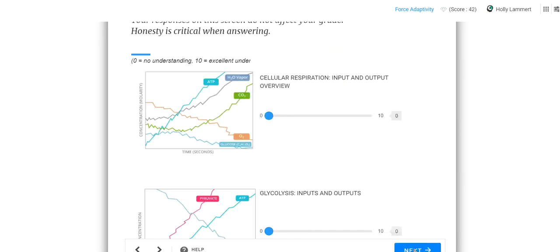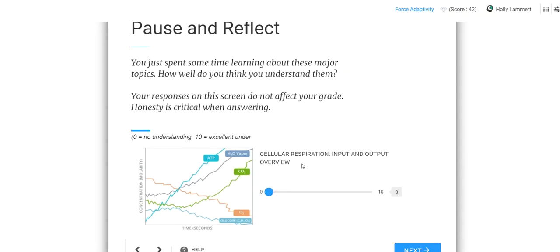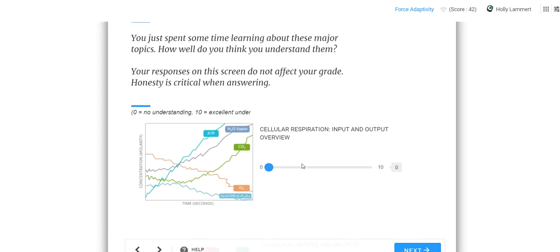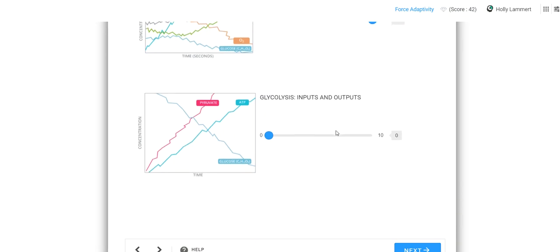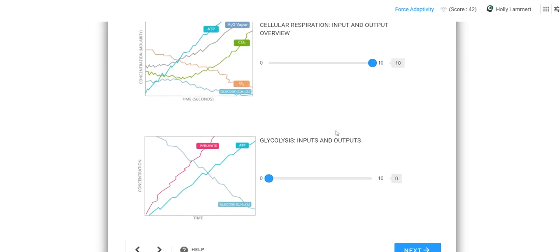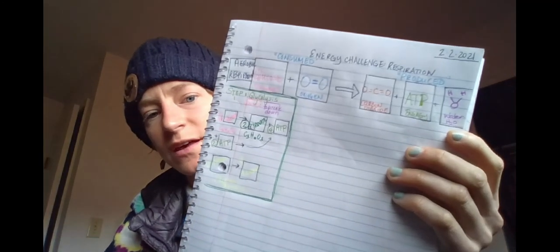All right, next graph. All right, here we go. Pause and reflect. We just spent some time learning about this. How well do we understand this? I get it pretty well. I hope you do too, especially if you took notes. Now you can look back at your notes and you can see, here I am, there's our notes. You can see this process very colorfully recorded for yourself.